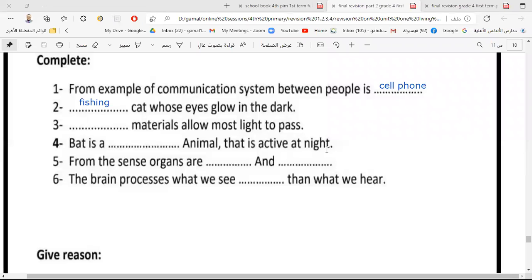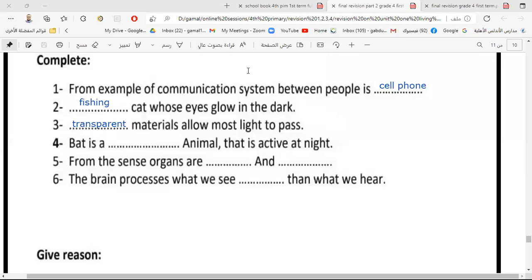Okay, materials that allow most light to pass. Glass. Yeah, you are excellent, my son. The transparent material. The glass is transparent. So you have to write transparent material. It's better than glass, okay? Transparent materials allow most light to pass, okay? It is a better answer, better than glass, okay?